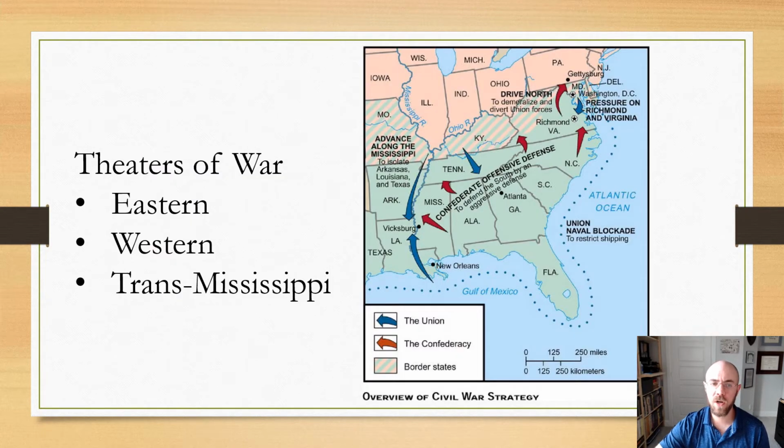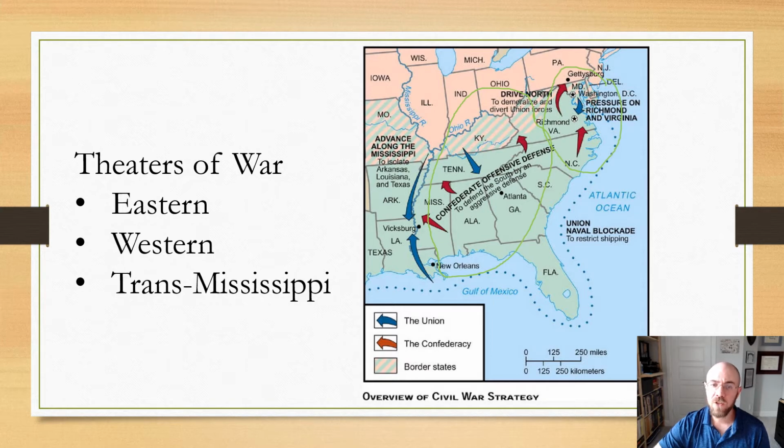So the war is broken up into three theaters. So you have the Eastern Theater, which is basically everything kind of right over here. So mainly between the two capitals, between Washington and Richmond, Virginia. Then you have the Western Theater, which is kind of a misnomer, but it's kind of everything in this middle section.